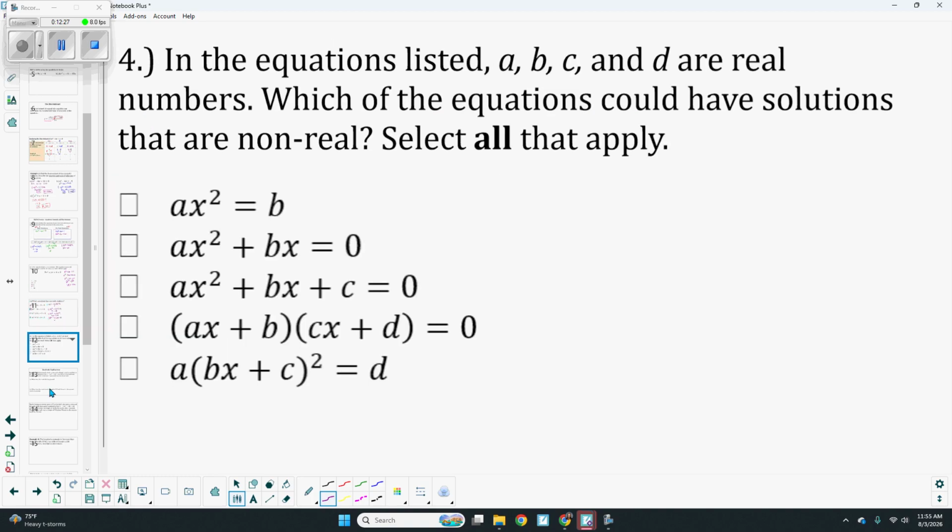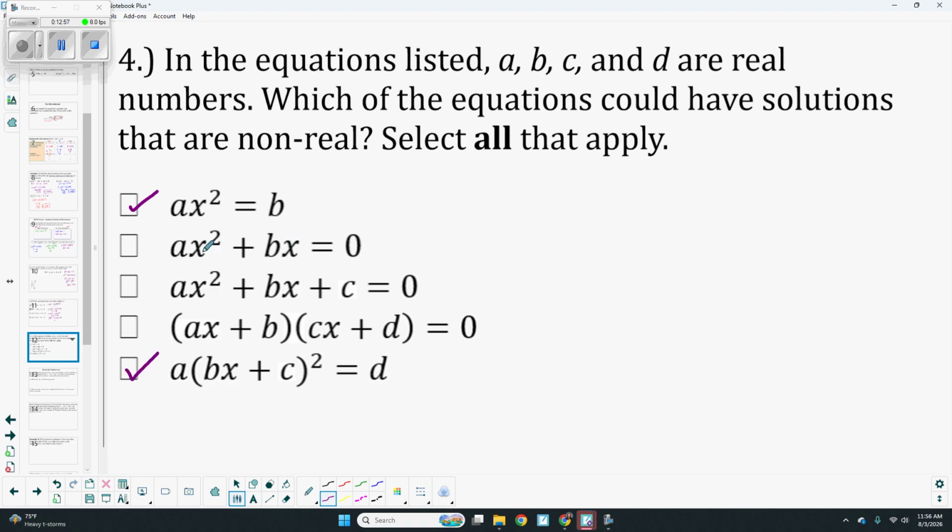For 4, which of the equations could have solutions that are non-real? So which could have i's in them? Anytime you're just taking the square root of something, you can have an i, because that something could be negative. So that's there. And I would also say that's there, because the final step in this one is going to be taking the square root of something, and it's possible that what we're taking the square root of is negative.